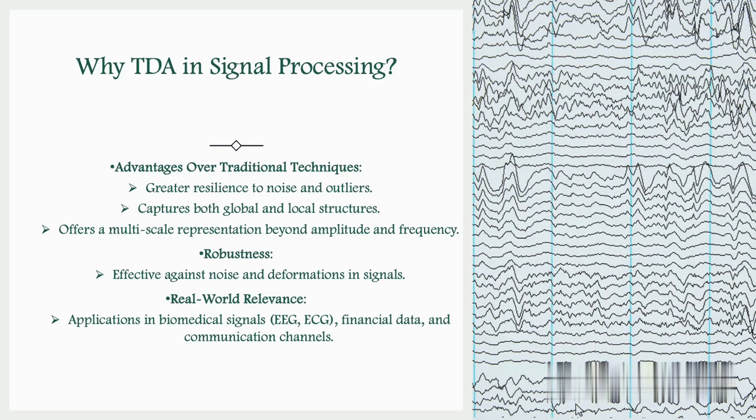Why TDA in signal processing? Because it has several advantages over the traditional techniques. First, it's more robust against noise and outliers, making it well suited for noisy data environments. Additionally, TDA captures both local and global structures, offering a richer multi-scale representation of the data than traditional methods focused on amplitude and frequency alone. In real-world terms, this robustness and flexibility mean that TDA has helpful applications in fields such as biomedical signal processing, like EEG and ECG analysis, as well as in financial data and communication systems.